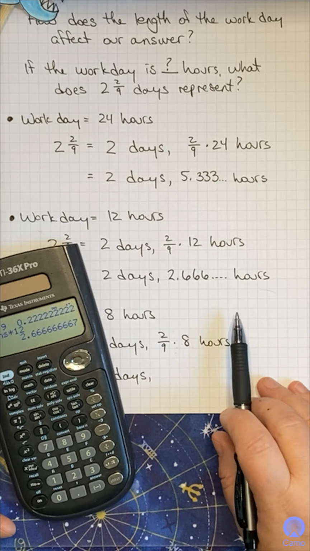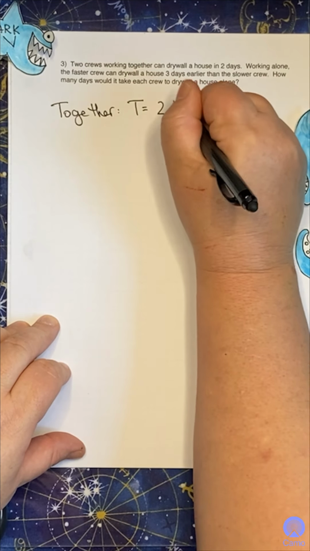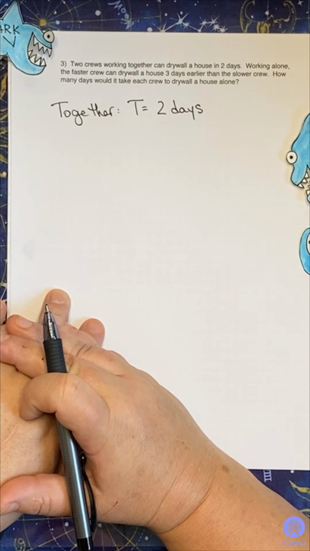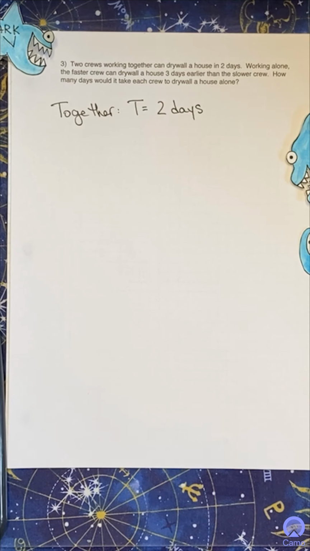We've got 2 crews. Well, they're going to be working together. And we're not going to tell you how long it takes each of them. No, this is exciting. 2 crews working together can drywall a house in 2 days. So working together, time equals 2 days. Working alone, the faster crew can drywall a house 3 days earlier than the slower crew. Does that make sense? The faster crew can drywall a house 3 days earlier than the slower crew. Oh my gosh, this is suddenly getting very complicated.